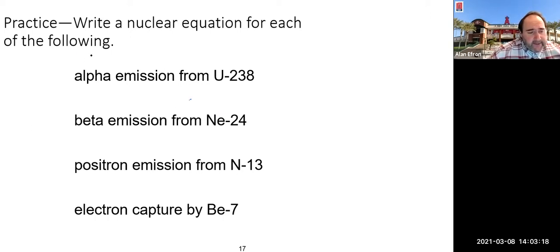Emission tells us that particle is going to be on the product side. Uranium-238, again, that's going to be our mass number here. So we will start with our uranium-238. We can find the atomic number on the periodic table, and that looks like, at the very bottom there, 92. Again, going to emit our alpha particle, whichever way you want to represent that.